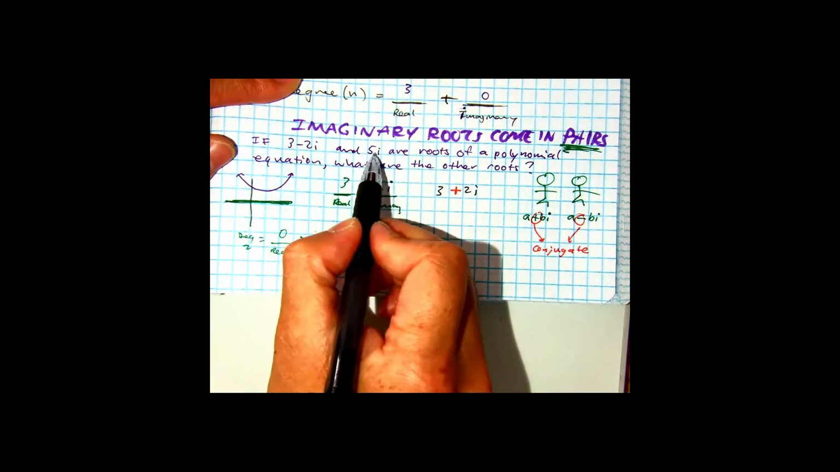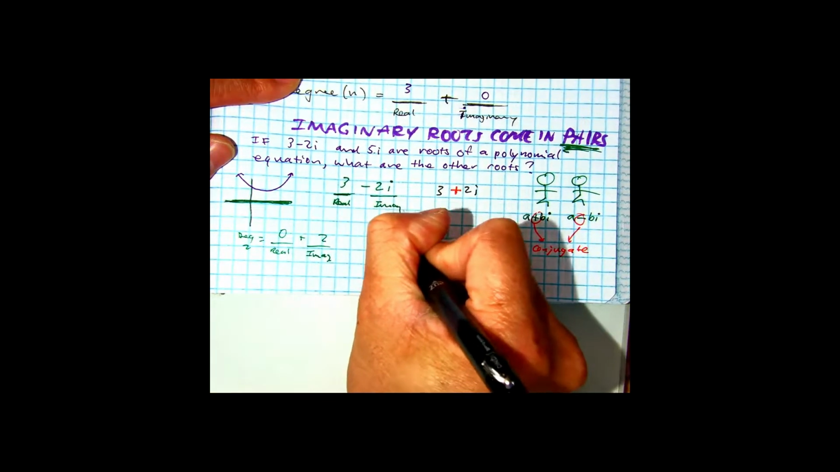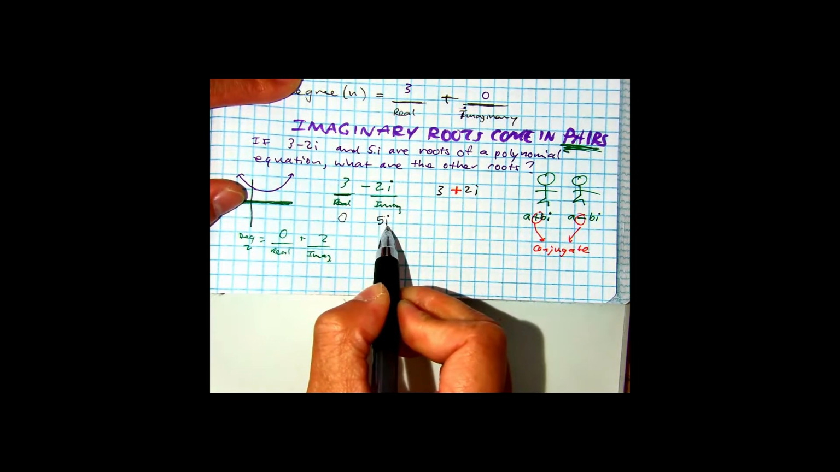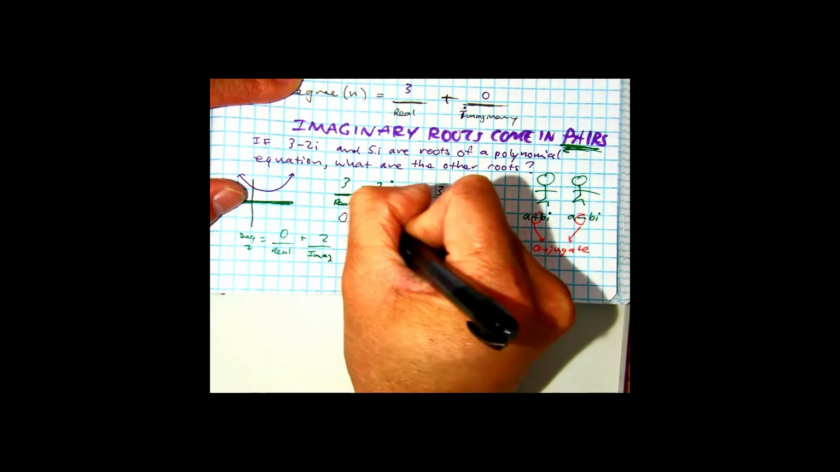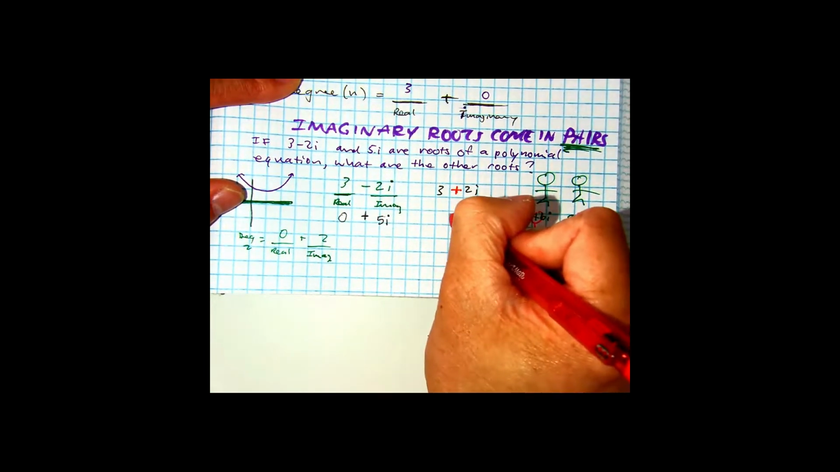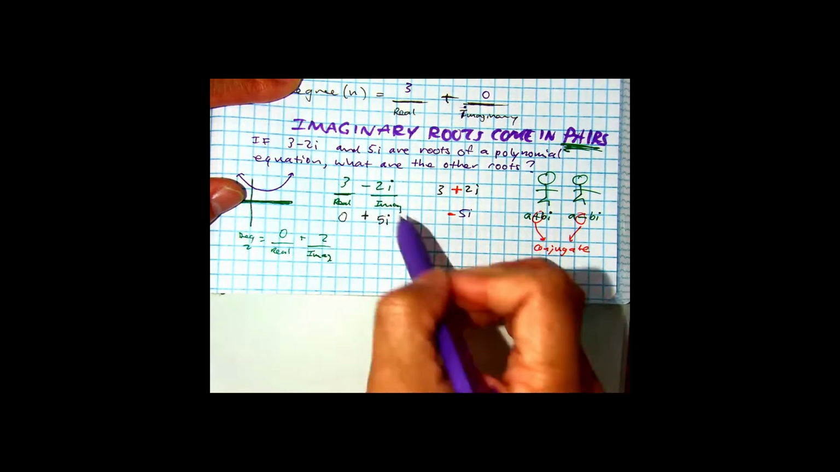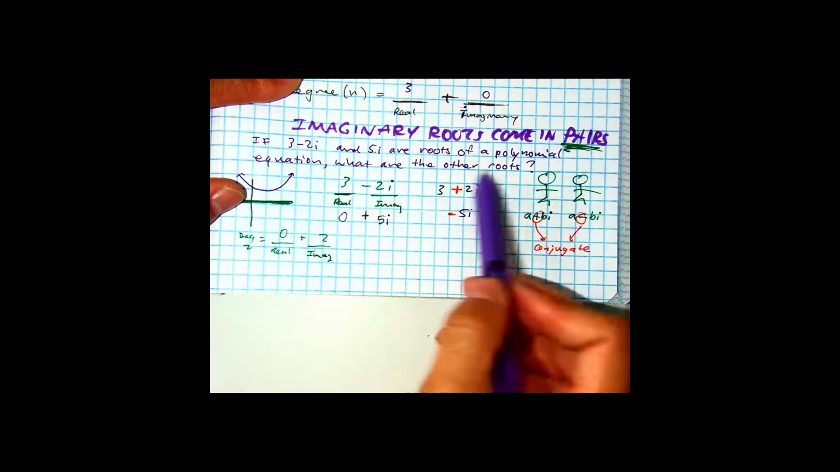Let's write this one. Now this one only has 5i. They call this a pure imaginary. What's its real then? There's no number here. 0. And question, is 5i positive or negative? Positive. So what would its conjugate pair be? Negative 5i. And you don't need to write the 0, do you? But if you do need to, it can help you understand. So what are the other roots? The other roots are 3 plus 2i and negative 5i.